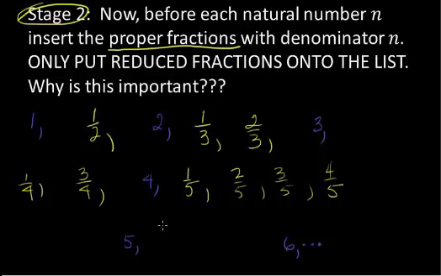Now before 6 I'm going to put 1/6, not 2/6 because 1/3 is already there. 3/6 is 1/2, it's already there. 4/6 is 2/3, it's already there. The lower denominators have already been done, so only 5/6 will be put on in stage 2, and so on. We keep going.